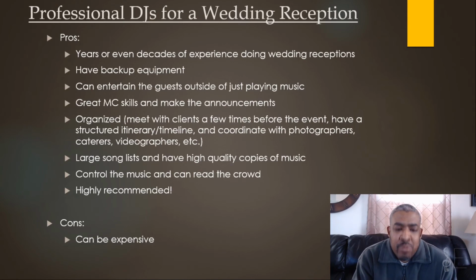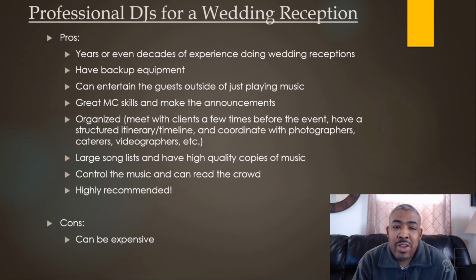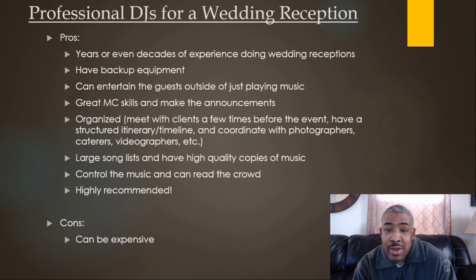The next pro is a large song list and high quality copies of music. Large song lists are very good if they have songs that people like, and also songs that cater to different demographics. You can have a wedding reception where people want country. You may have one where people want hip-hop and R&B. You may have one where they want top 40 or EDM. That's why you want to have a big library, because you can have a diverse crowd where you want to play maybe some R&B, some country, some EDM, some top 40. And you definitely want to be prepared for that, because people may want to request certain songs.